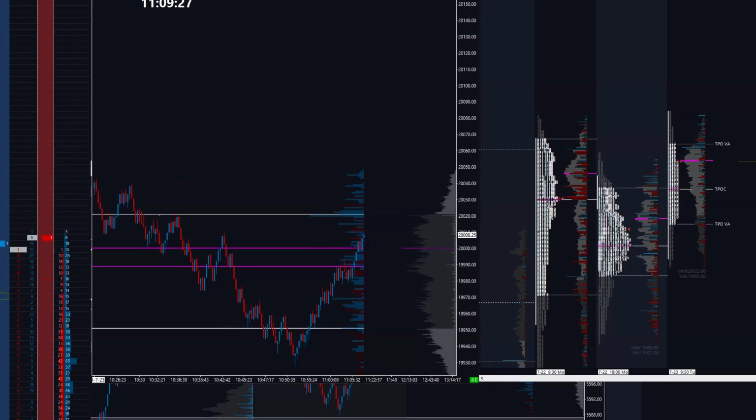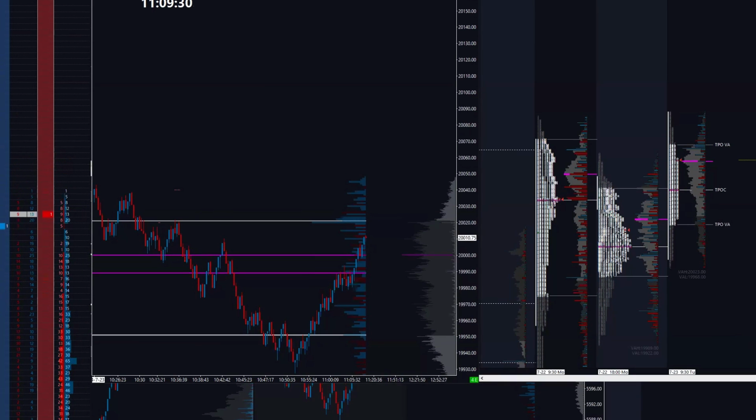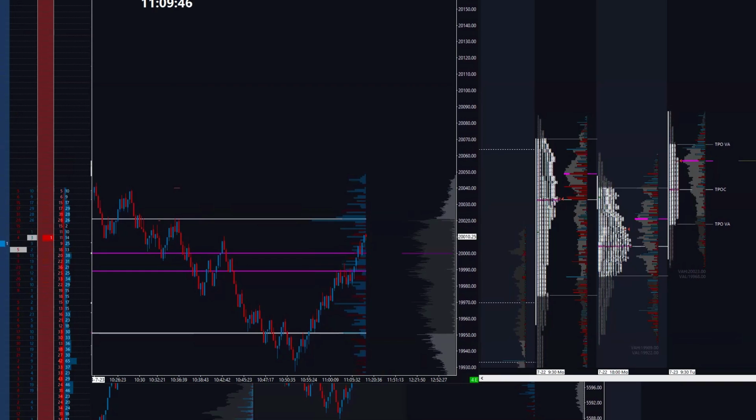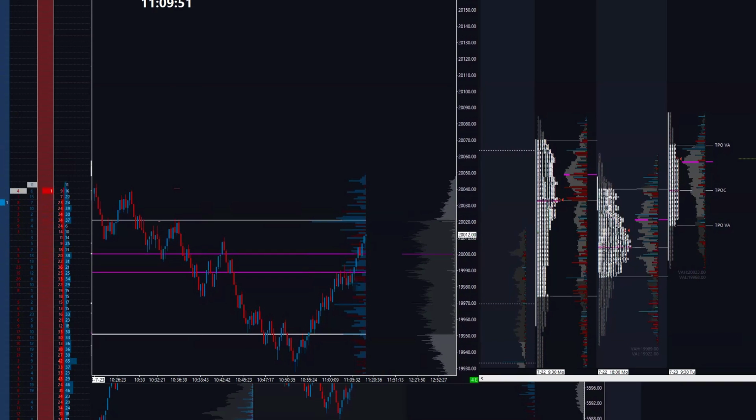So still large quantities appearing here. We're coming towards an area that had a lot of delta imbalance before. A decent reaction with these larger sellers coming through, but again, it's a very insignificant amount of points. And they bid it back up just as easily.